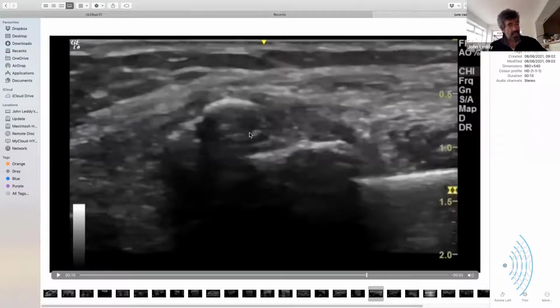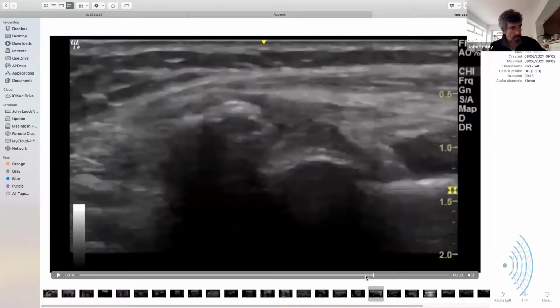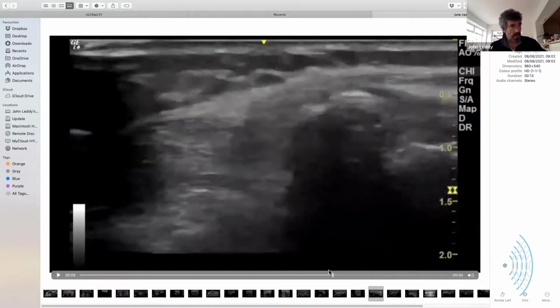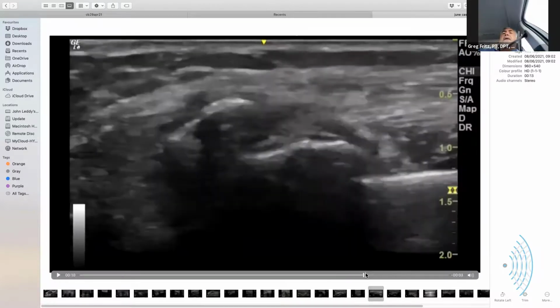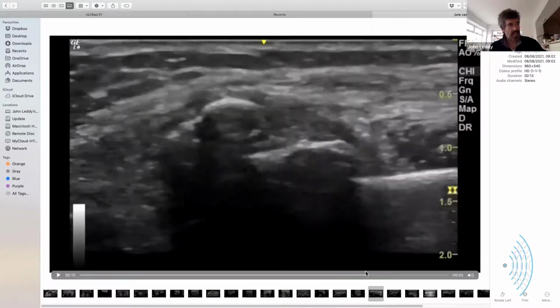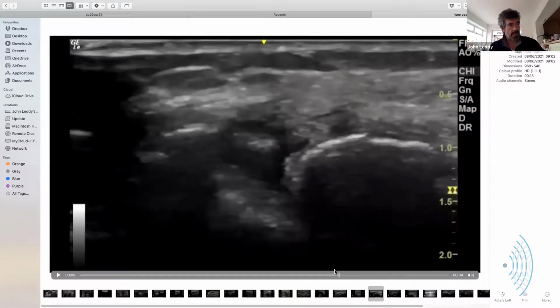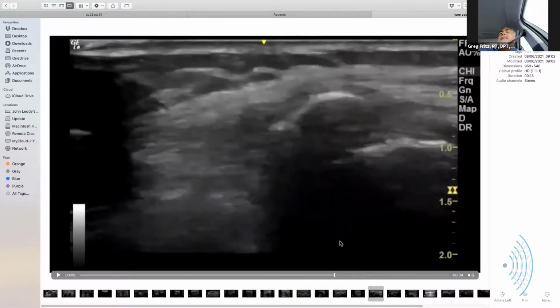This was quite a complicated case, and again difficult to capture in a nice video. But eventually I thought that this was actually an avulsed lateral epicondyle. I couldn't see a normal epicondyle in this case. So I wonder whether it was avulsed.